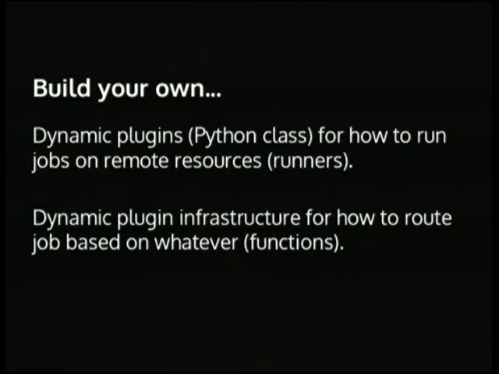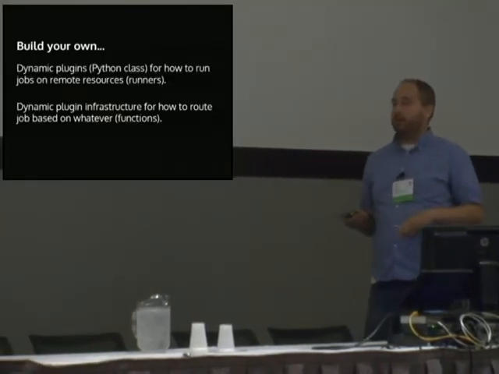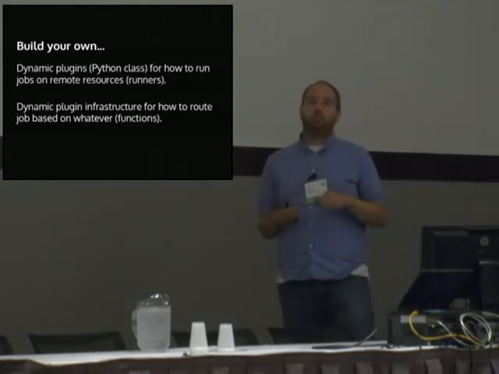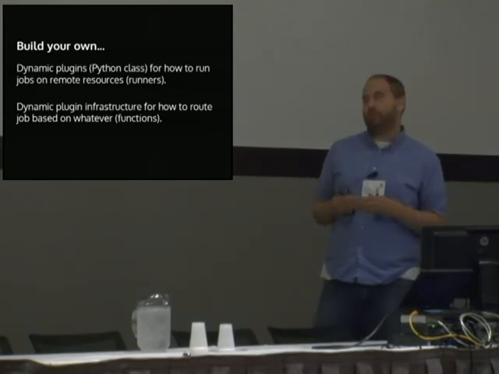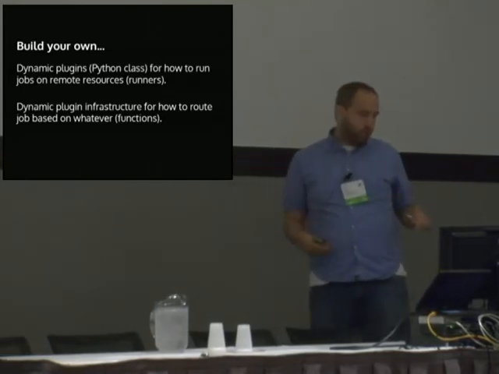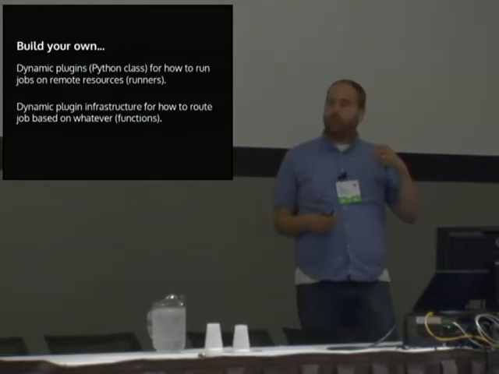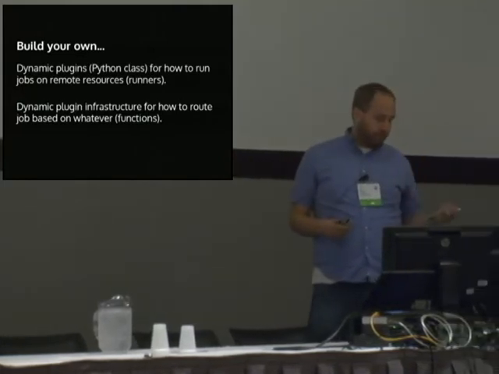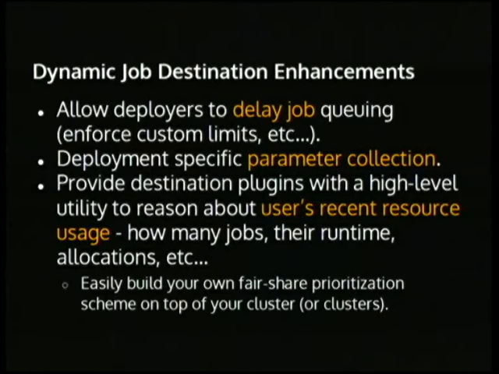Coming at this from the deployer perspective, Galaxy's always had this concept of being able to write plugins to contact the job resource managers. But more recently, the second point here is you can now write plugins that define how you route jobs. So it's not a static mapping from this tool always is going to run on this cluster with these resources, right? Now deployers can write dynamic plugins to route jobs based on input parameters, which user is submitting the job, group associations, etc. We call these enhancements dynamic job destinations.